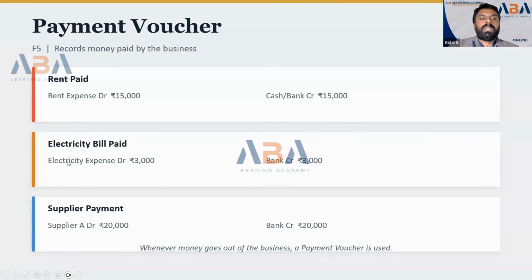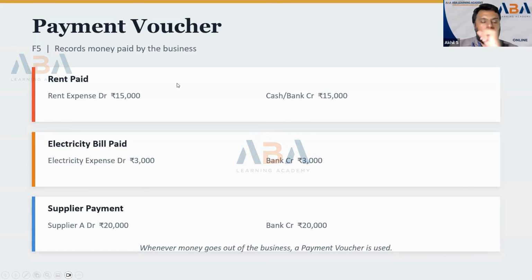And then next is electricity bill paid. This also is a payment to the electricity board, so we must use payment voucher. The transaction should be posted through payment voucher. And supplier payments. Supplier payment means we purchased something from our supplier on credit, and after a few days, we are making the payment to our supplier. So that also is money going out from our account to a third person's account. Because of that, we must post it under payment voucher.